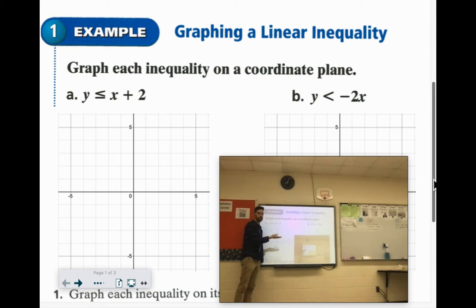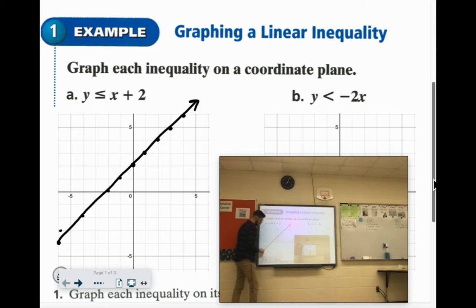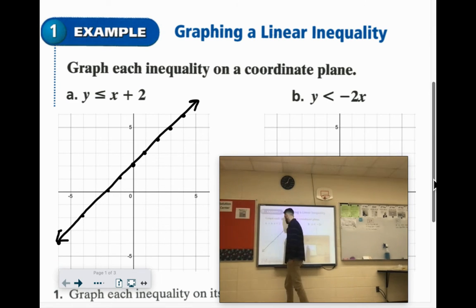So y is less than or equal to x plus 2. We'll just graph it like it's just equals. You would start at 2, go up 2, make a dot, and the slope is 1, so you go up 1 over 1. This is a solid line because it's less than or equal to, so we're going to make a nice solid line through all these dots. And it says it's less than or equal to, so that would be shading everything below that.